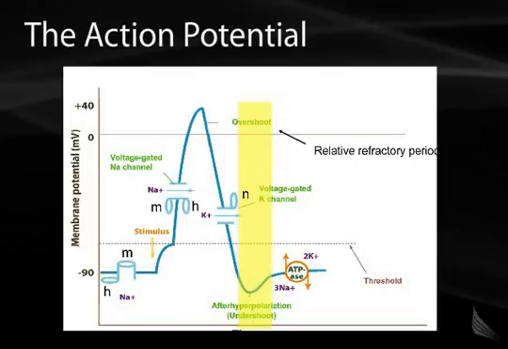However, if the voltage is more negative than the baseline voltage, it will require a larger stimulus in order to reach threshold. Therefore, this period is known as the relative refractory period. That is, it takes a relatively larger stimulus to achieve threshold than it took before the action potential occurred.